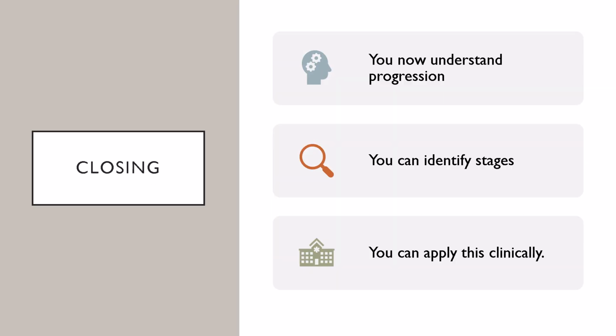So you've now completed lesson 4, and you should have a strong understanding of how addiction progresses over time. You should be able to identify stages and recognize patterns and apply this knowledge in your clinical work. This is a significant step forward in your development as a counselor. The more you practice these skills, the more natural they're going to become. And remember, this is not about perfection. It's about growth and continuous improvement. Keep applying what you've learned, and you're going to continue to develop your effectiveness as a clinician.